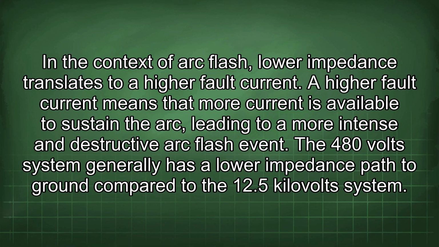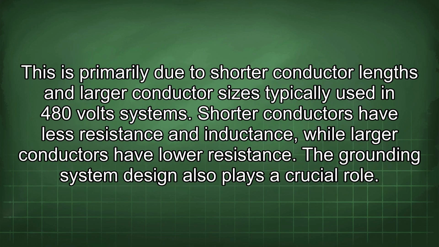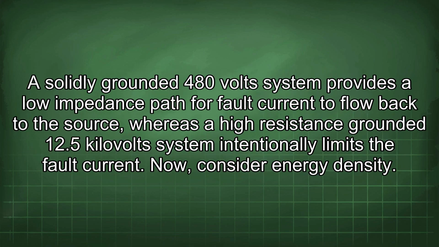destructive arc flash event. The 480 V system generally has a lower impedance path to ground compared to the 12.5 kV system. This is primarily due to shorter conductor lengths and larger conductor sizes typically used in 480 V systems. Shorter conductors have less resistance and inductance, while larger conductors have lower resistance. The grounding system design also plays a crucial role. A solidly grounded 480 V system provides a low impedance path for fault current to flow back to the source, whereas a high resistance grounded 12.5 kV system intentionally limits the fault current.